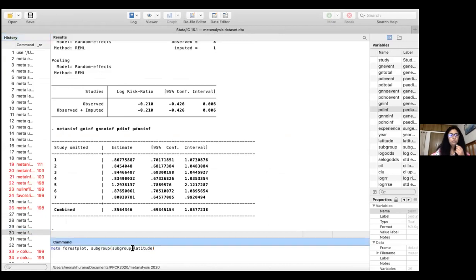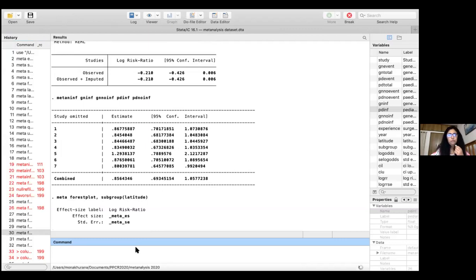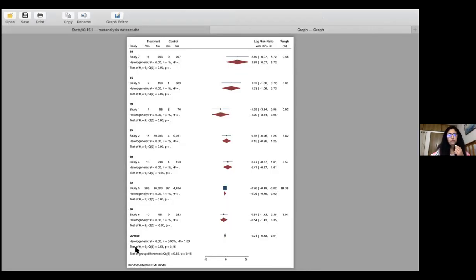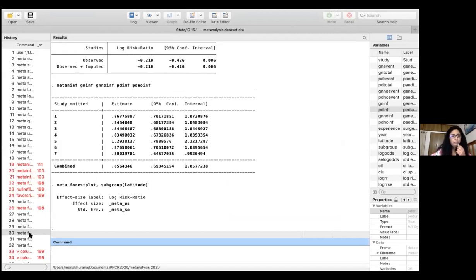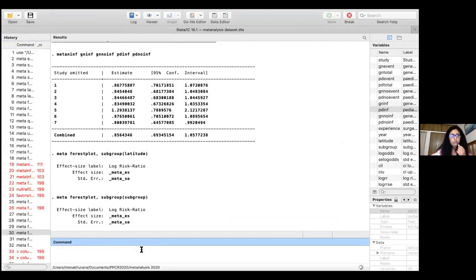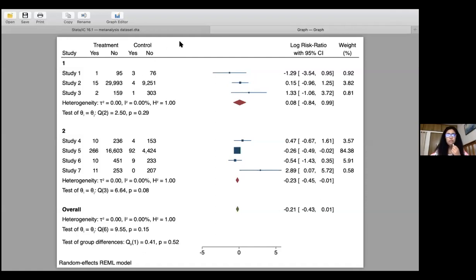You can also do a forest plot by subgroups. This is not the best example. I'll try something else. I've just named the variable subgroup and divided into 2. So you get 2 meta-analyses, 2 forest plots for the different subgroups, and you also get the interaction between the 2 subgroups.